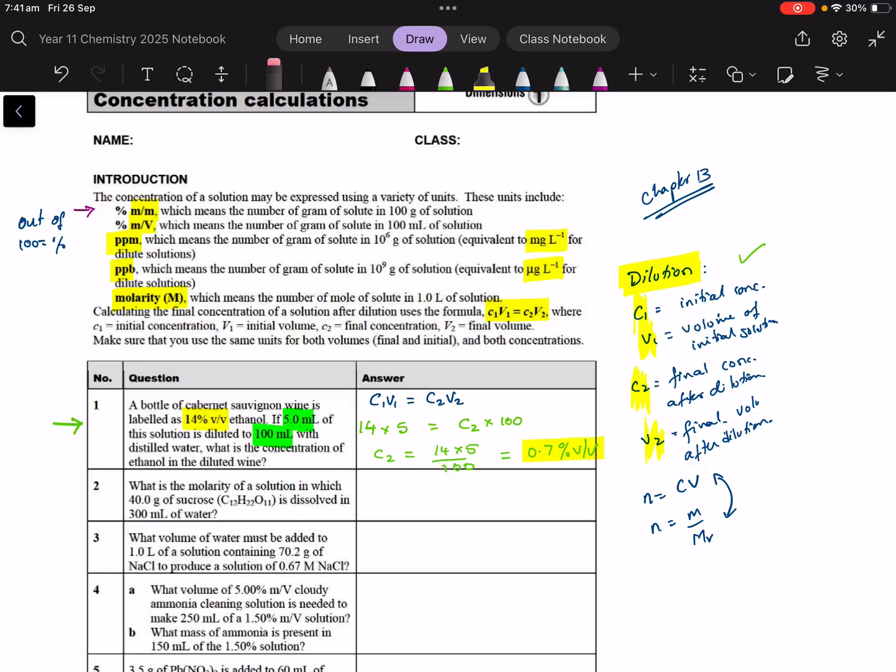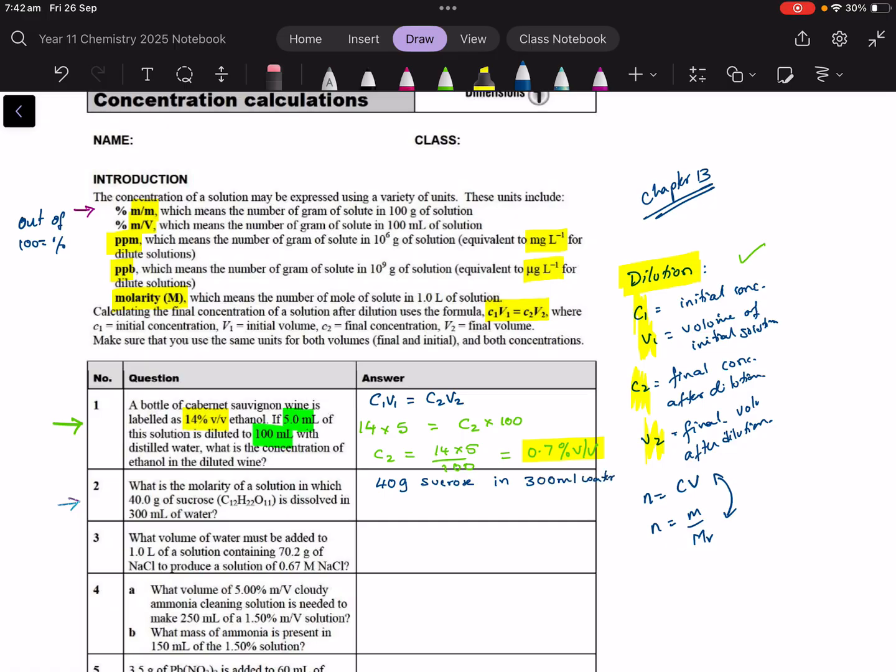All right, moving on to the next question, which is: what is the molarity? So now we're talking about moles per liter. What is the molarity of a solution which has 40 grams of sucrose in 300 milliliters of water?